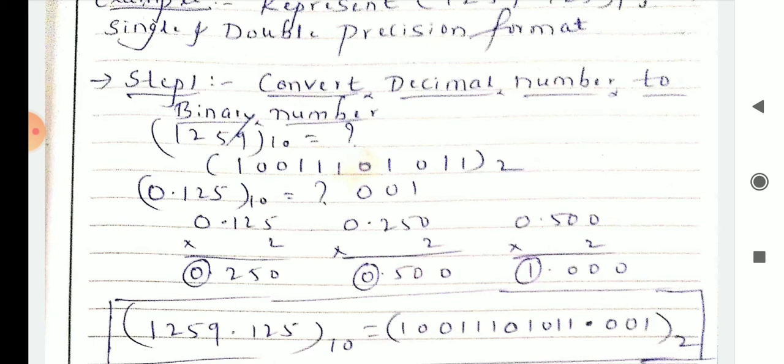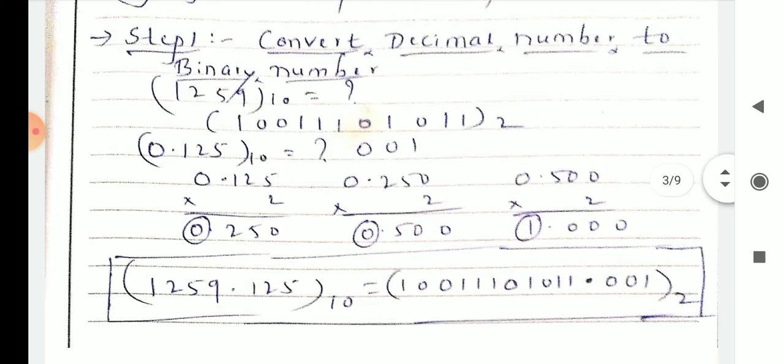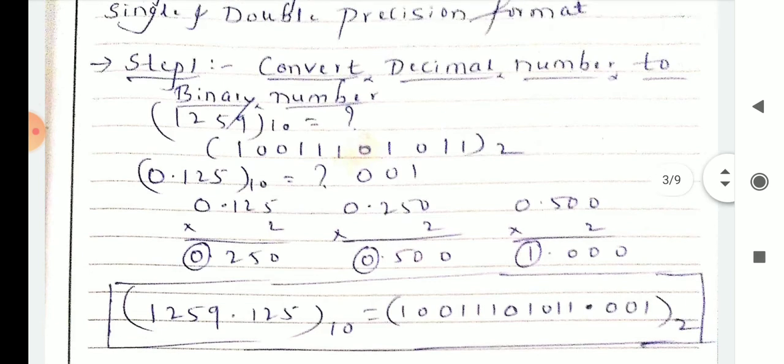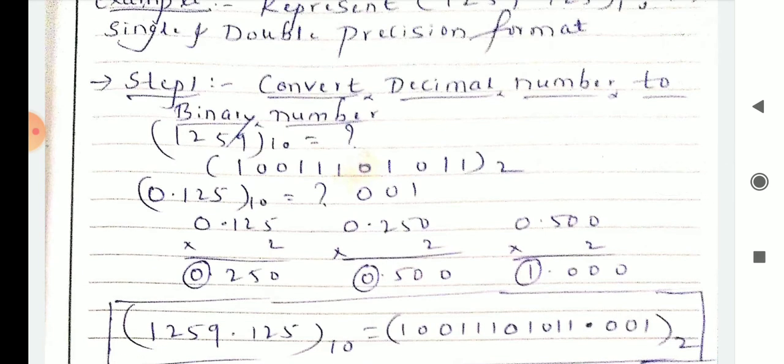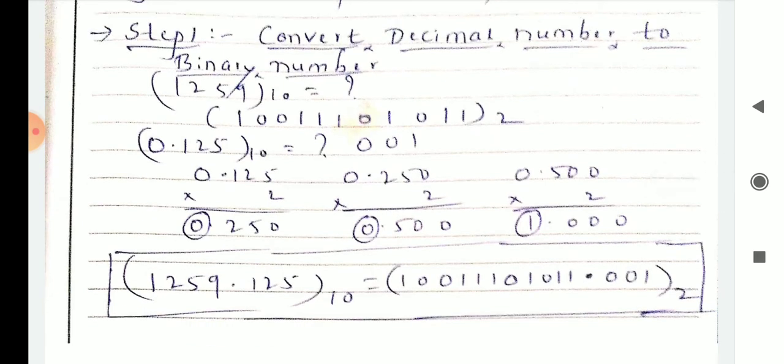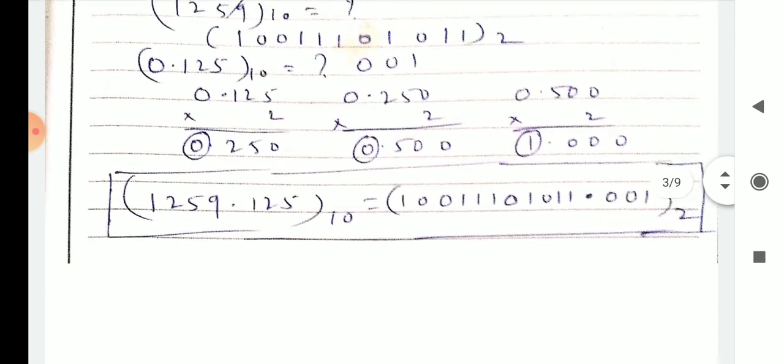Next you have to convert the fraction part, 0.125. Multiply by 2, you get 0.250. 0.250 multiplied by 2 is 0.500. 0.500 multiplied by 2, you get 1.000. So you get the complete number, and you can stop here. You get 001. Now combine these two. You can write 10011101011.001. This is the binary number of that decimal.